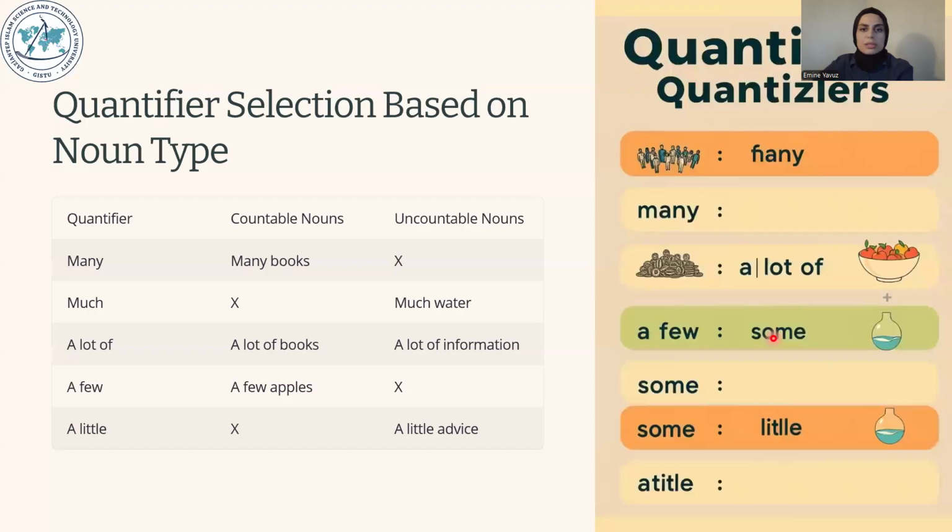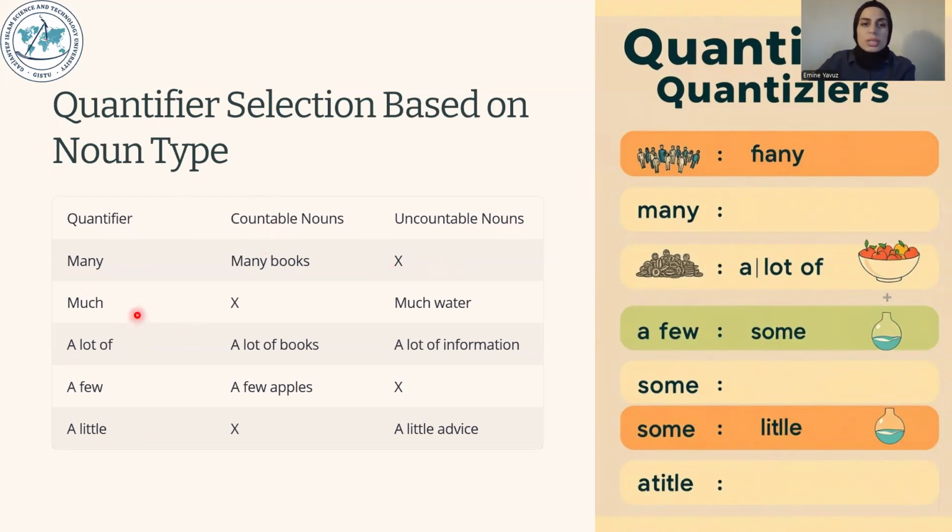Yes, quantifier selection based on noun type. We have many, much, a lot of, a few, a little as the quantifiers, and we have countable nouns and uncountable nouns. For example, we can use many with just countable nouns. We cannot use it with uncountable nouns.